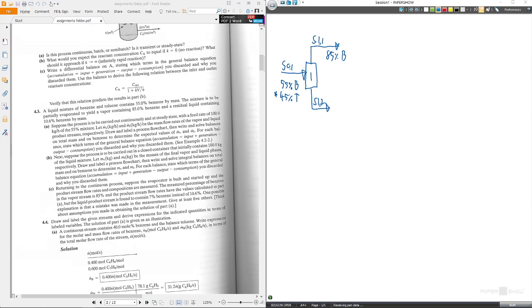And we're being told in our bottom stream we have 10.6% of benzene as well. And then we're being told in the first assignment that we should assume a feed rate of 100 kilograms per hour. So that would be our S01, with a total mass of 100 kilograms per hour.